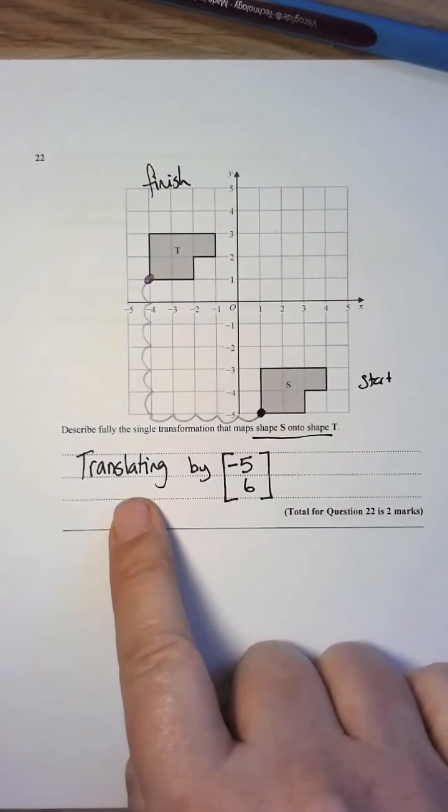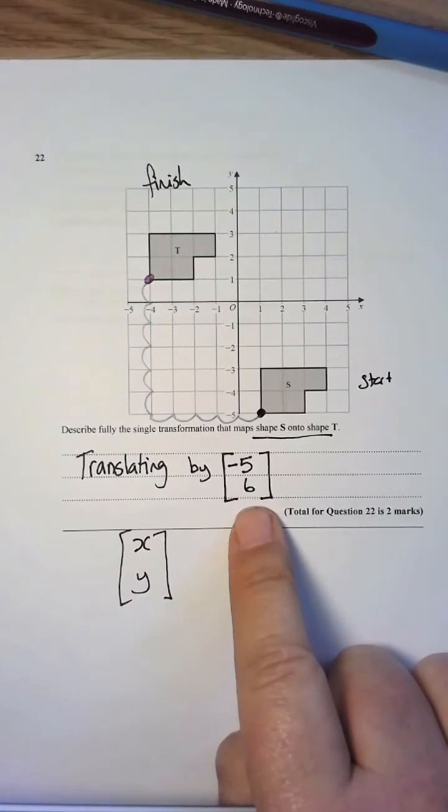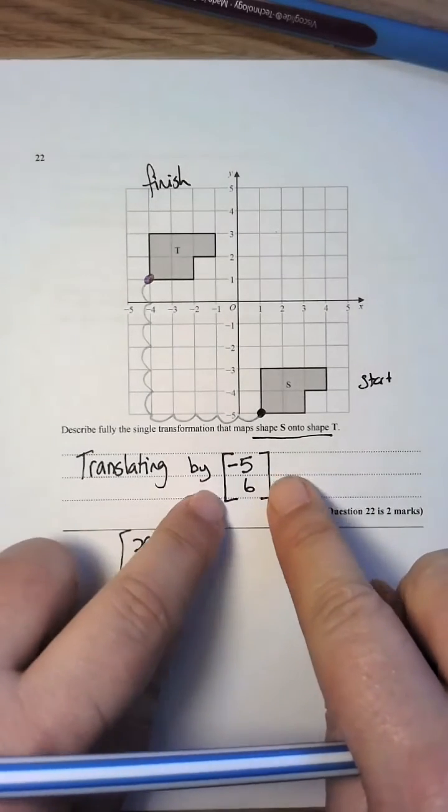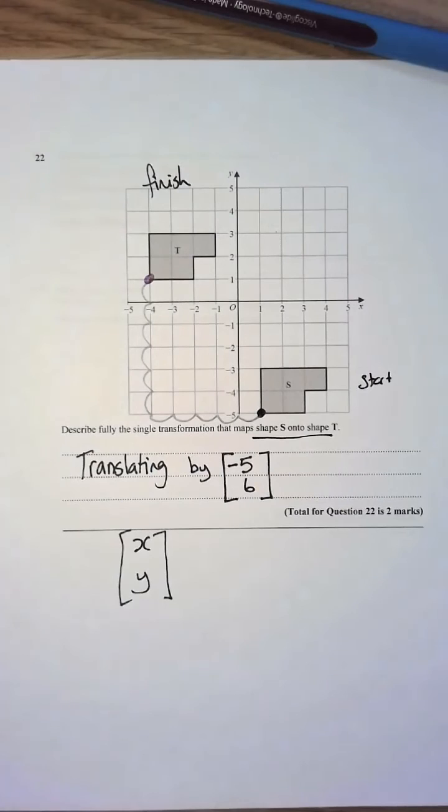You must put the word translating, you must use a vector, a coordinate is not correct, and you need to put these brackets. They can be square brackets, they can be curvy brackets, either works.